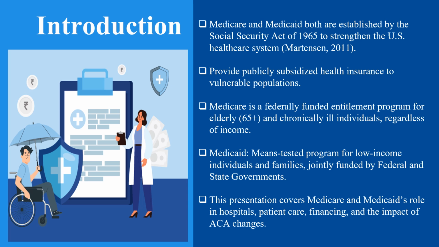By contrast, Medicaid is a means tested or need-based program that provides health insurance to low-income adults and children, and the financing and administration of Medicaid is shared between the federal and the state governments. Since Medicaid is jointly administered by the state and federal government, the states have some leeway within federal guidelines in setting the income eligibility limits for Medicaid. So we will take a closer look at Medicare and Medicaid's role in hospitals, patient care, financing, and the impact of ACA changes.